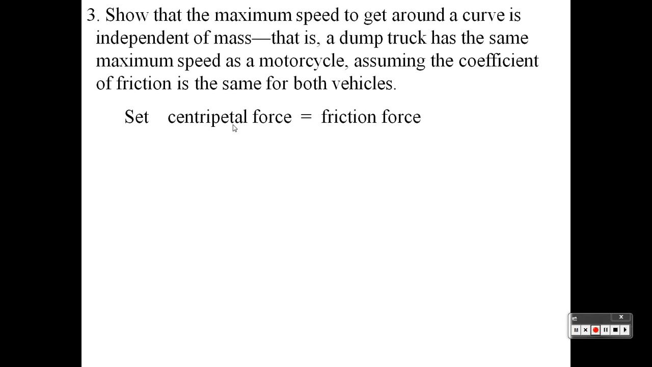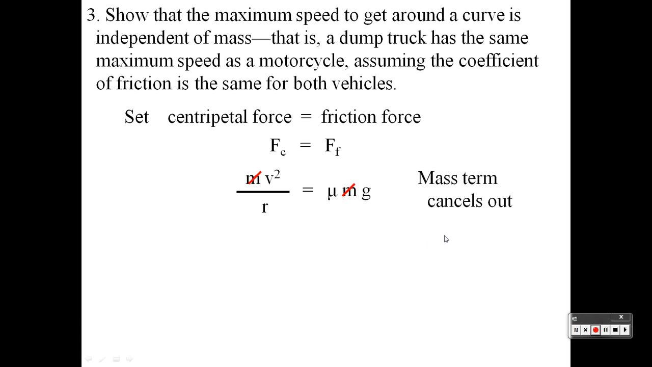Now, centripetal force is equal to mv squared over r, and friction force is equal to mu times m times g. Notice that there's a mass on both sides that we can actually cancel out. So interestingly, the mass term goes away.